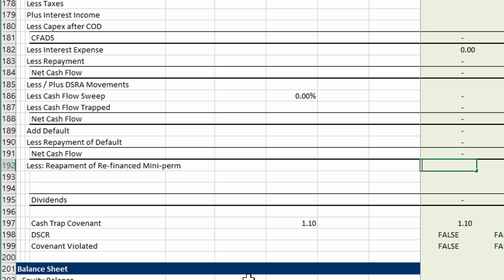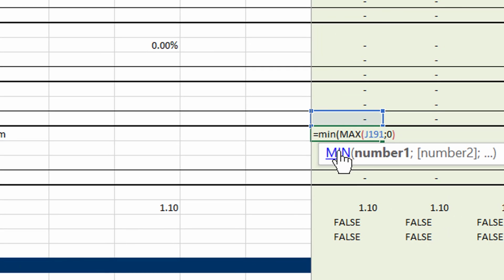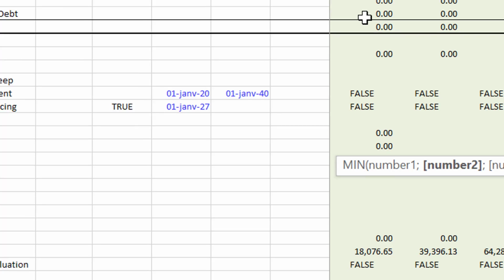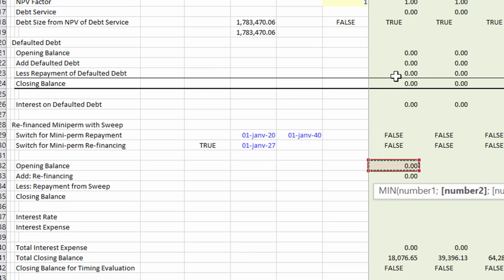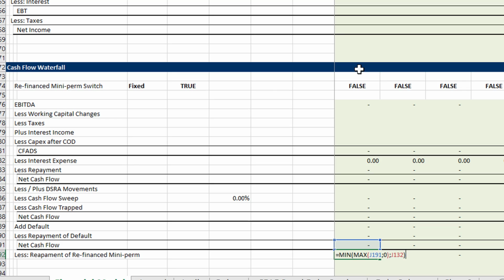Okay, and then you put in here, let's only do this when this cash, we're not going to sweep if it's negative. So we're going to take the maximum of this and 0, classic, and then we take the minimum of this maximum amount, and we don't pay any more off because we have to go to the Mini-perm sweep, and we see how much we have in the opening balance. Okay, there we go.